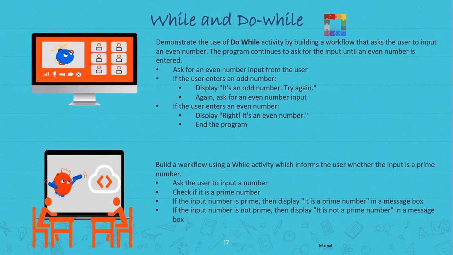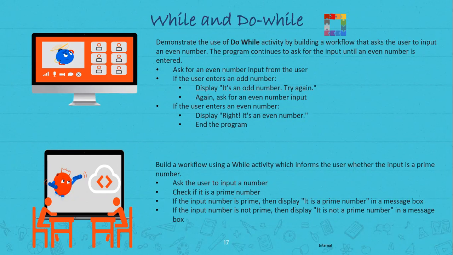In the do while loop, we have to build a workflow in which we have to ask the user for a number again and again until the user enters an even number. Okay, ask for an even number. If the user gives an even number, we are good with it. Okay, we'll end the program. But if the user doesn't give an even number, we have to ask again, enter even, enter even.